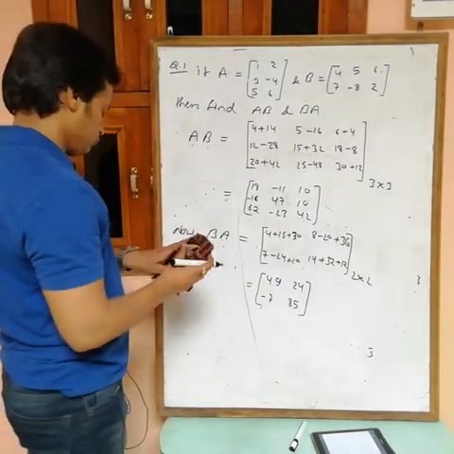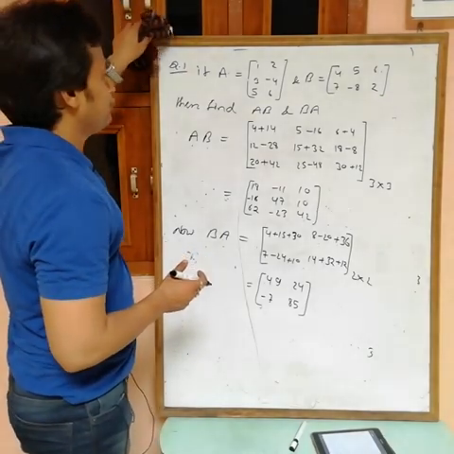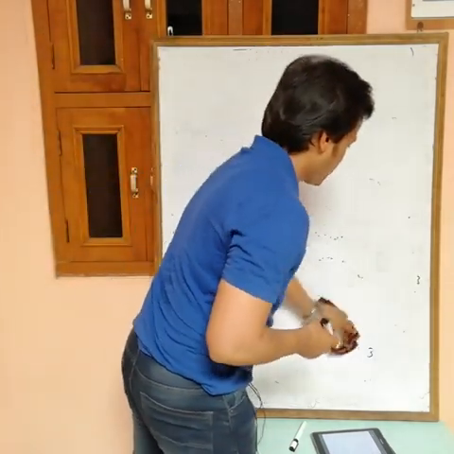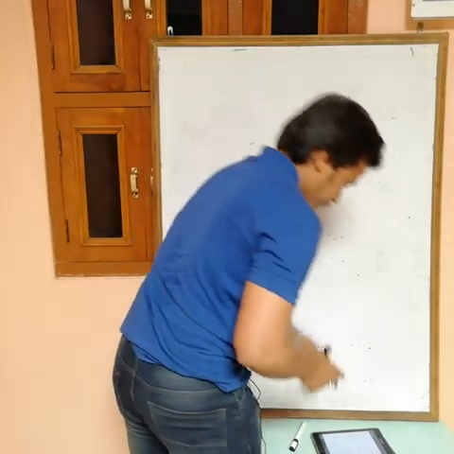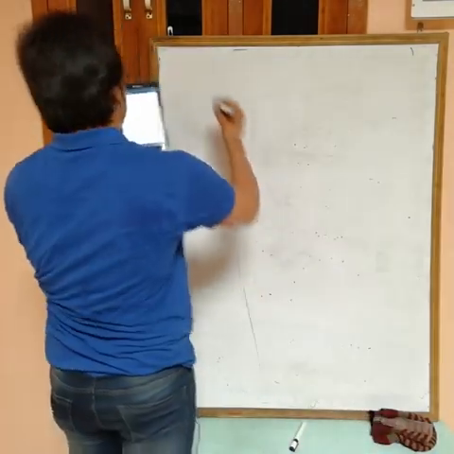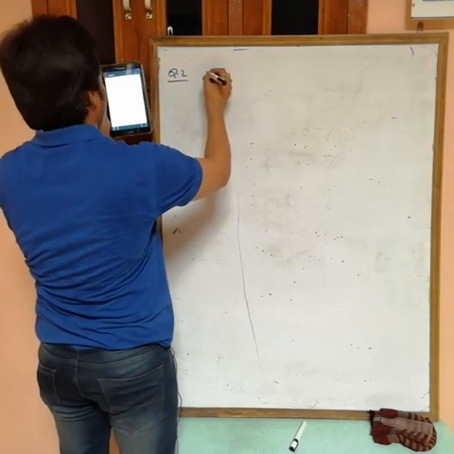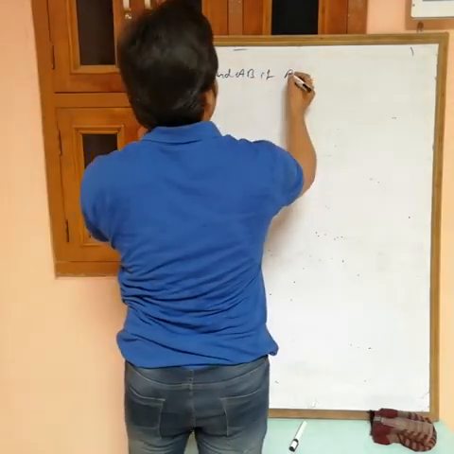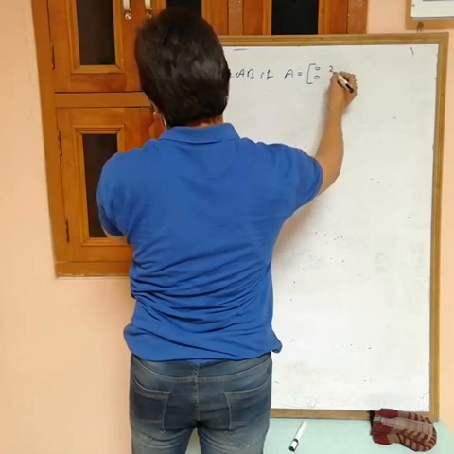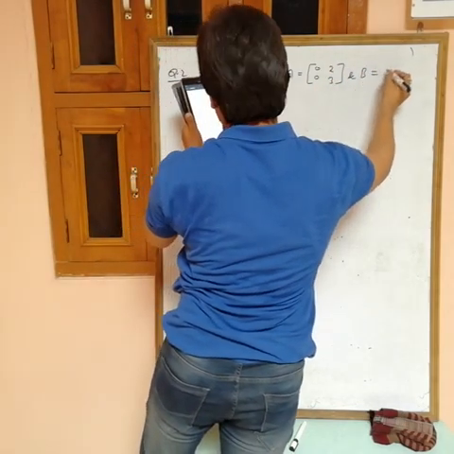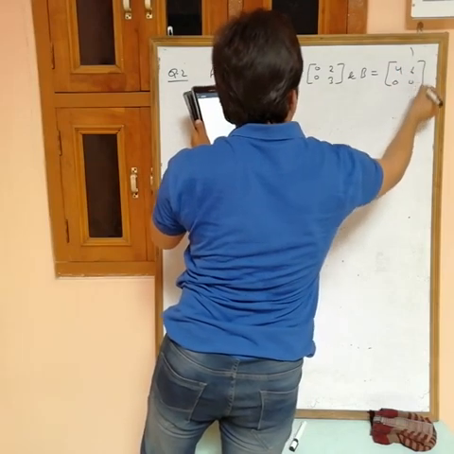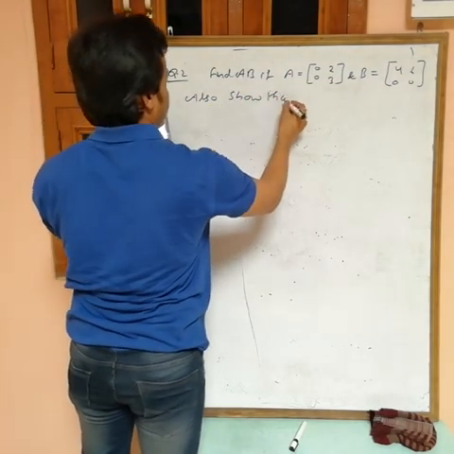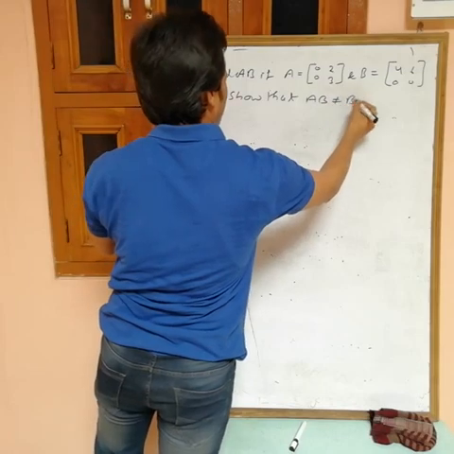Write down. Okay, next question. Find AB if A is equal to [0, 0; 2, 3] and B is equal to [4, 6; 0, 0]. Also show that AB is not equal to BA.